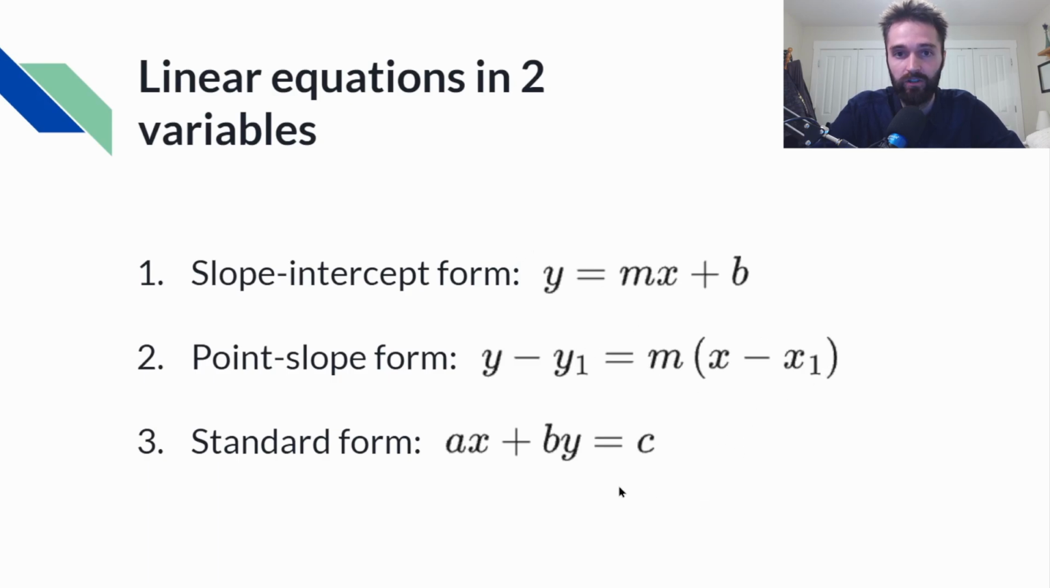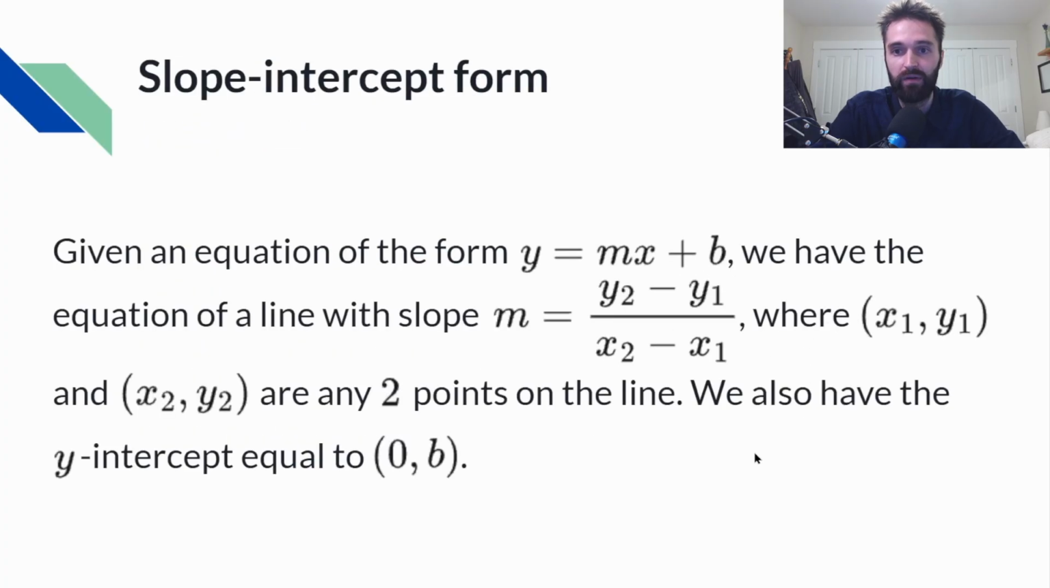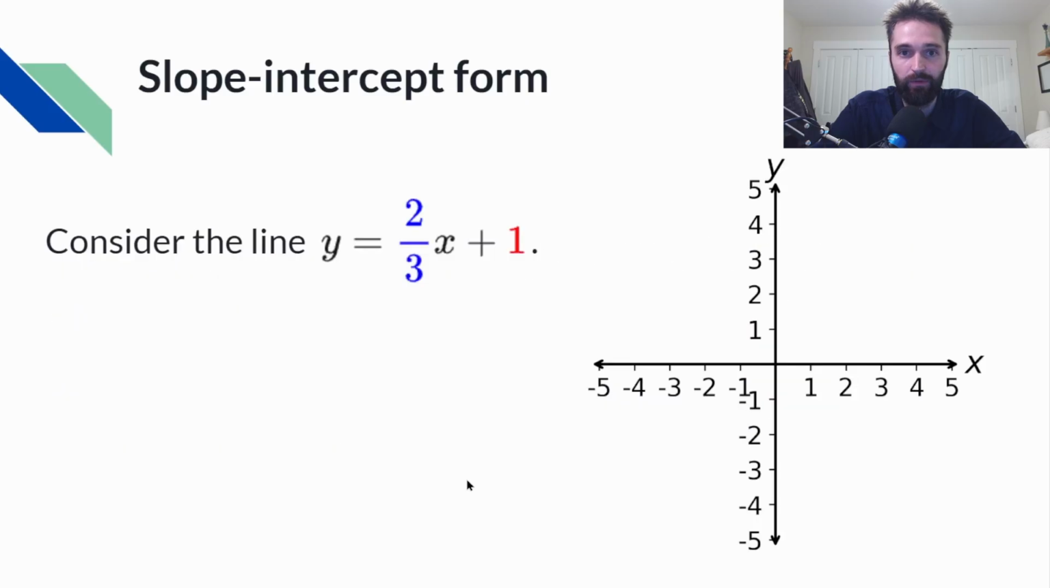So let's take a look at these forms and do a summary of each type just to cover what we've already seen, and then we'll relate it to functions. Given an equation of the form y equals mx plus b, we have the equation of a line with slope m. This is the famous slope formula, where x1, y1, and x2, y2 are any two points on the line. We also have the y-intercept equal to (0, b). So let's see an example of a line in slope-intercept form.